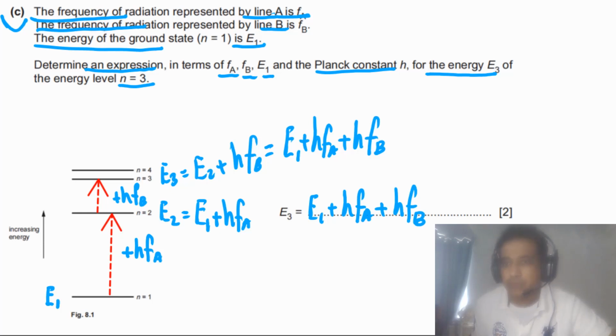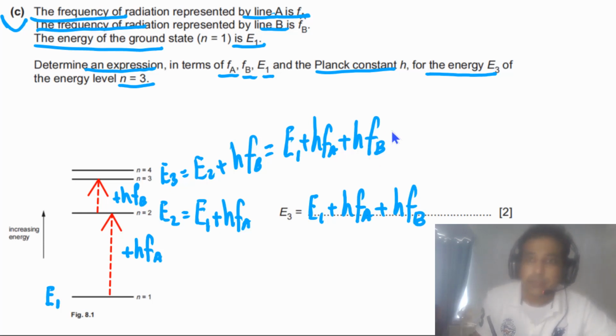And this question has 2 marks. The first mark you will get if you have written E is equal to h f. So you will get 1 mark, and this one is the C mark. And you will get 2 marks if you have got the right answer.